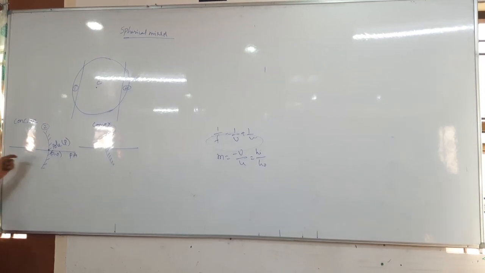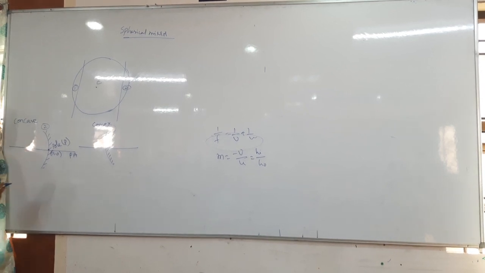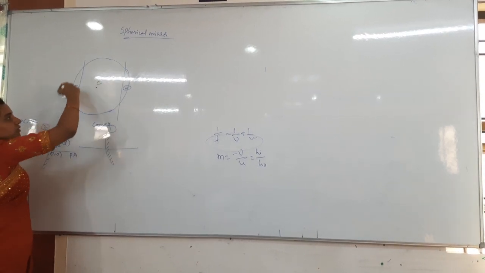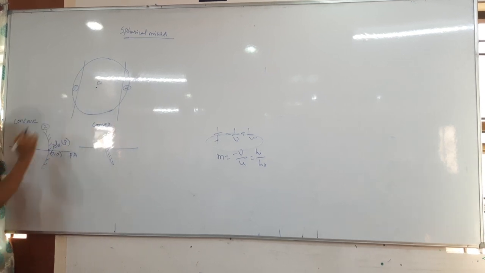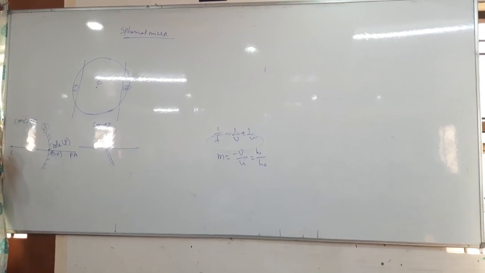The line passing through the pole is known as what? Principal axis. Now, when you see the complete sphere, it has a center. So that center is there for this. Whenever I take this as a total sphere, this center is known as what here? Center of curvature.